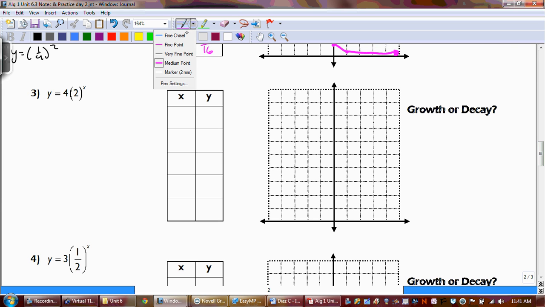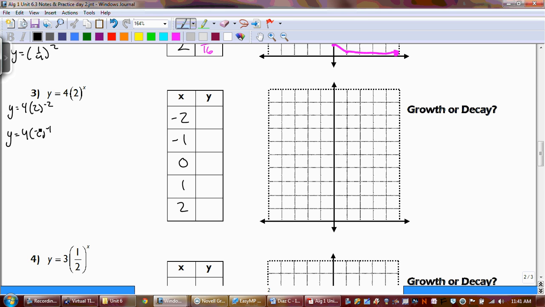All right, number 3. I'm just going to go ahead and start plugging in my x values. So y equals 4, 2 to the -2. Y equals 4 times 2 to the -1st. To the 0, sorry. Oh, why did I put a 0 there? Okay, that's a 2. 4, 2 to the -1. Sorry, I already did -1. Guys, I'm out of it today.